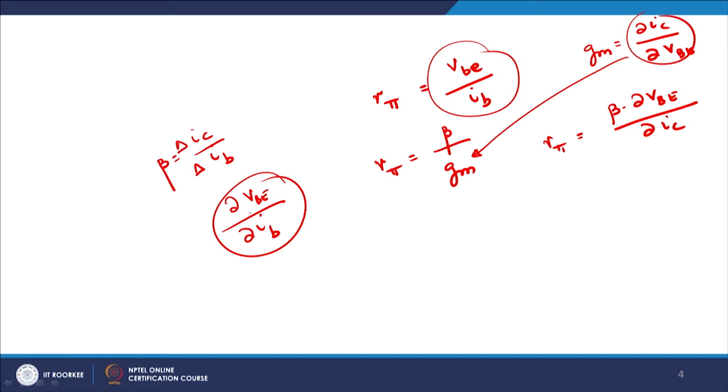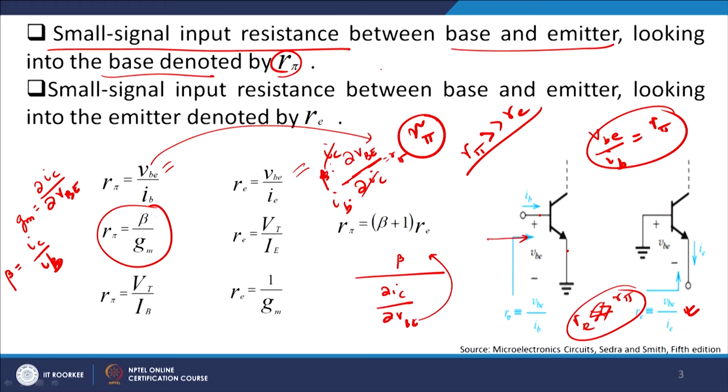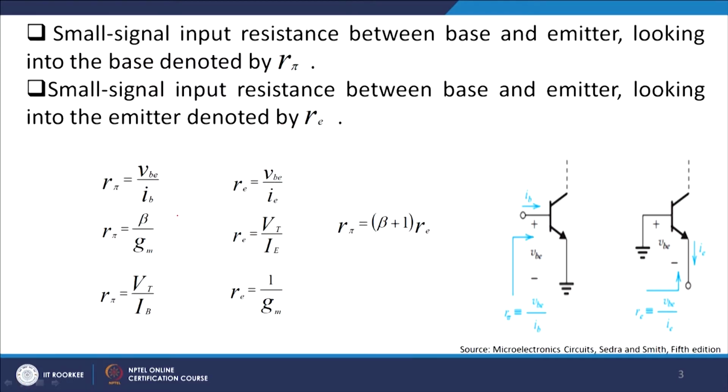Since it is a small signal, therefore, del VBE equals VBE and del IB equals IB, and this is a valid assumption which we get. So, I get beta by GM as the R pi value, fine. Beta is a relatively very high value, and therefore, R pi will be very high. So, this is what we get from our discussion as far as this is concerned.